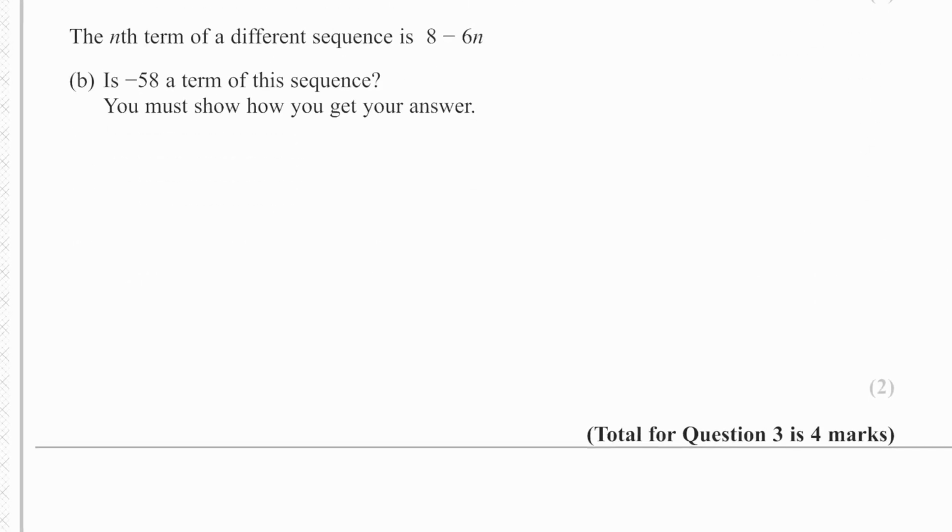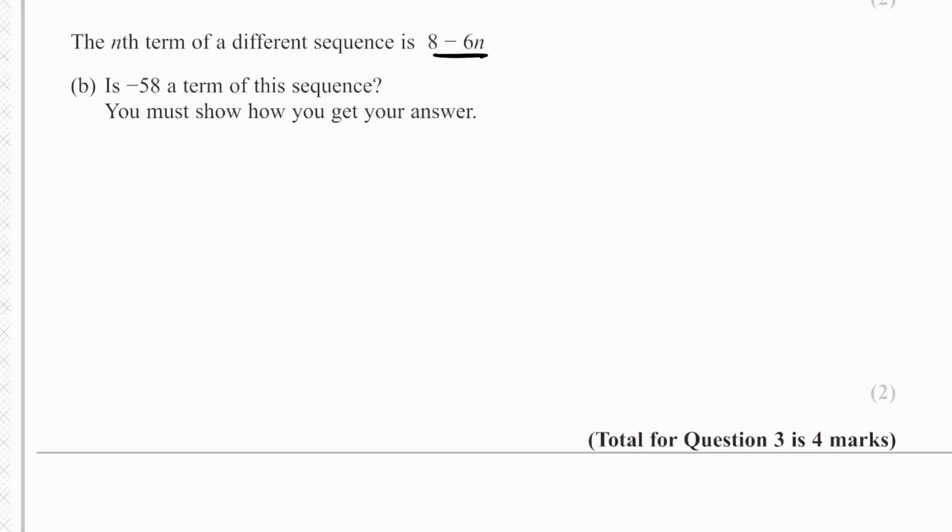Okay, next part, the nth term of a different sequence is 8 minus 6n. Is minus 58 a term of the sequence? You must show how you get this answer. So minus 58 is equal to 8 minus 6n. And basically, if n comes out to a whole number over here, then essentially you know that minus 58 is going to be in the sequence. And if it's a fraction or a decimal, then basically you're saying that n has to be a decimal for minus 58 to ever be in the sequence, which can't be, therefore minus 58 is not in the sequence.